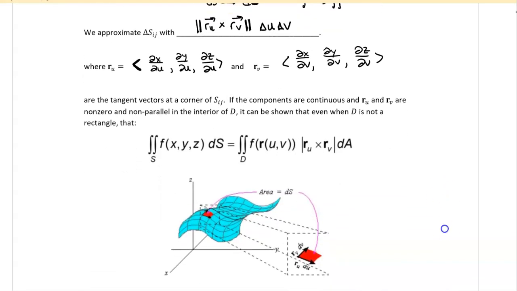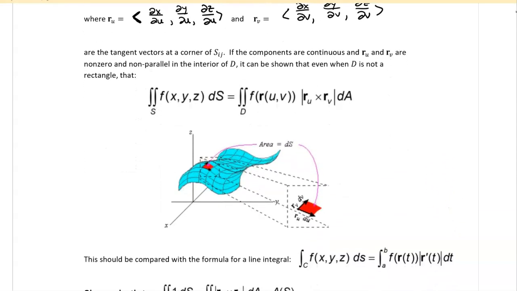In a very similar fashion to how we evaluated line integrals, we're going to evaluate surface integrals the same way. We are going to parameterize the surface, and then we figure out how to represent our change in surface area. In this case, we're going to use the approximations of the areas of our little parallelograms, with the magnitude of the cross product of those two tangent vectors in the u and v directions.